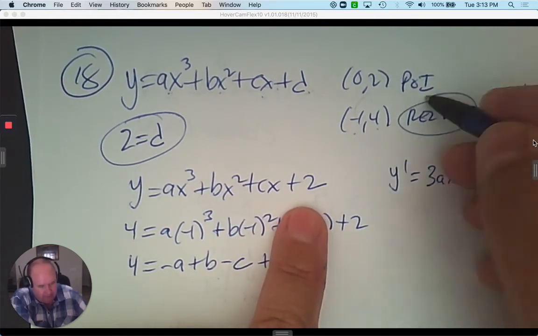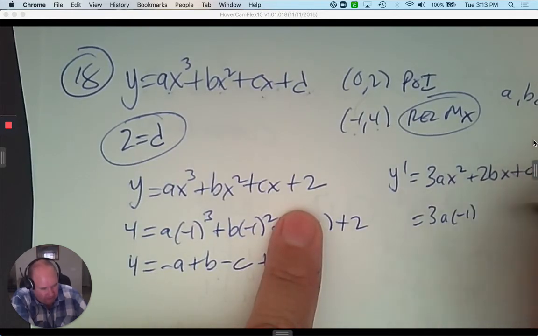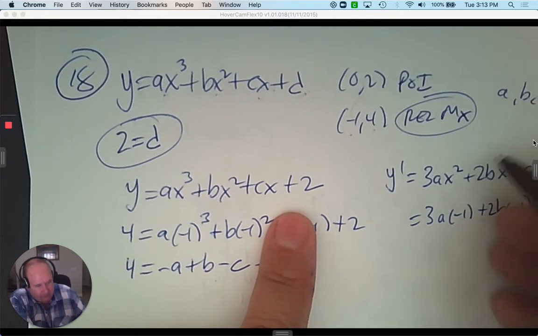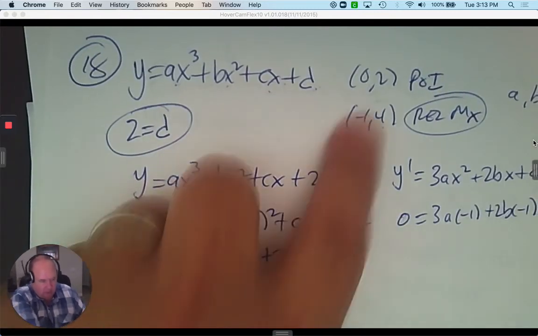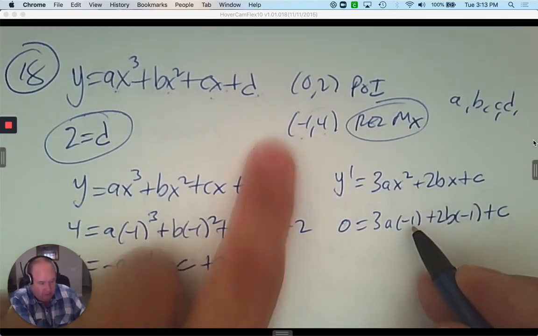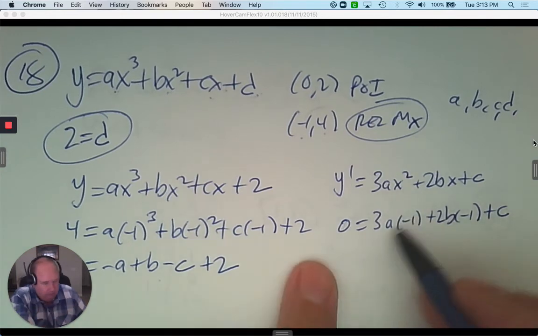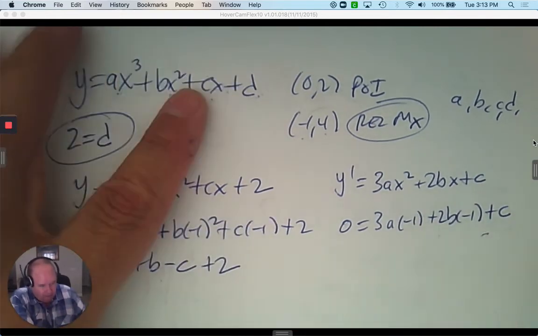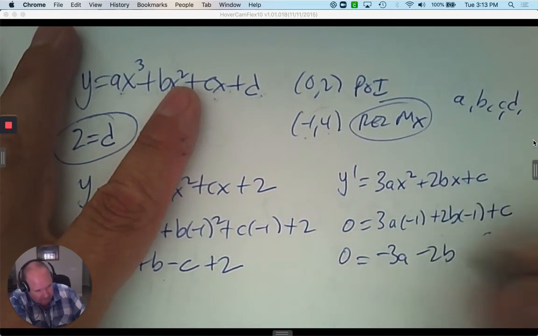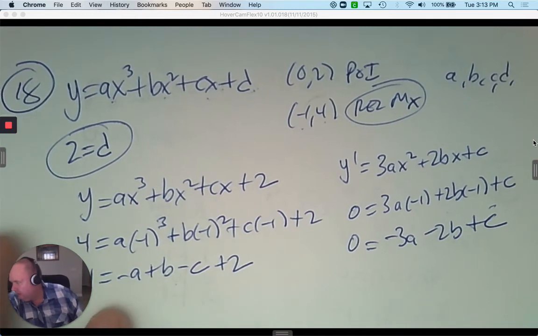And then we take the relative max. So if I plug in -1 for x, the answer you're going to get is 0, not 4, because it's the derivative. So if you take the derivative and you plug in -1, it has to be a critical number if it gives you a relative max. So you plug -1 in, and it'll give you the answer 0. So let's simplify that. So now we have a second equation.